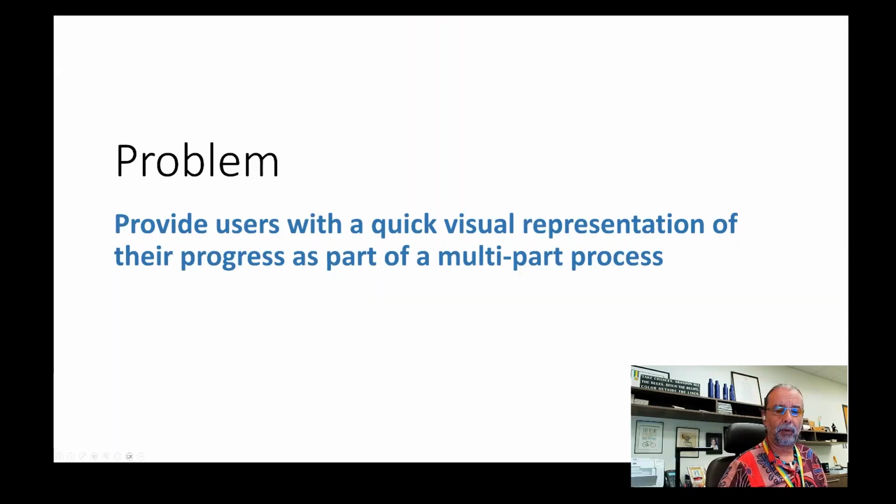So here's the problem we're going to be working with. I always like starting with that, right? The problem is that we want to provide our users with some kind of visual representation of their progress as part of a multi-part process that they're engaged in. The example I'm going to be dealing with is when I work with my students and I teach them product development and app development, we break it down into smaller components that they submit some kind of artifact for. And once that gets approved, they get a visual update on their app to let them know how far they have progressed.